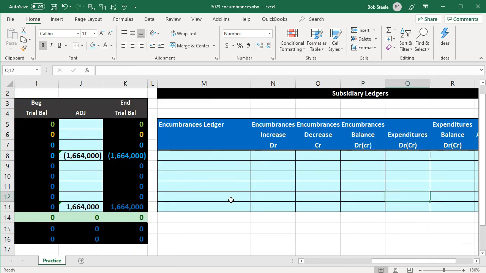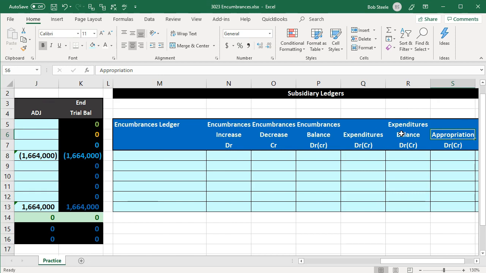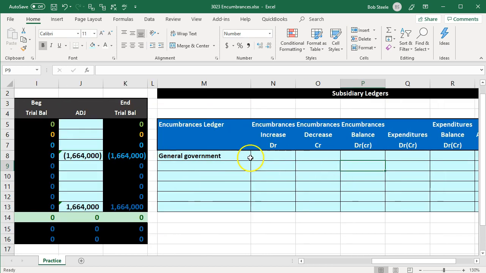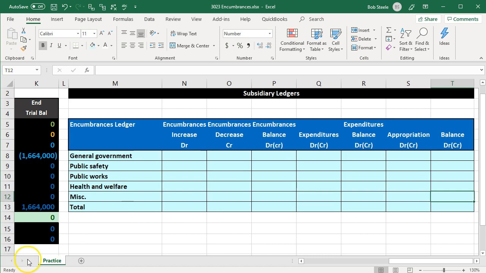Okay, so then we're also going to break this out in the subsidiary information. So this subsidiary information is going to break out related to the encumbrances, related to the expenditures, and the appropriations. Now we're just going to record this just to show you where the encumbrances would be at this time. So we're going to say, all right, here's the encumbrances balance here. We're going to break that into detail with our subsidiary ledger, and we're just going to, in essence, take this detailed information from the general government. I'm going to copy it down to the categories that we have. So there's the general government. I'm going to copy that down. Then I'm going to make a total, and then we're just going to put this information into the encumbrances column.